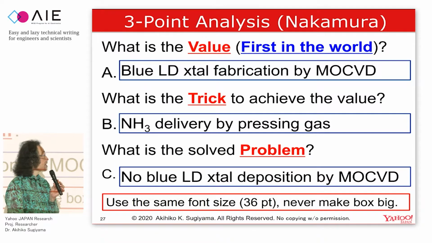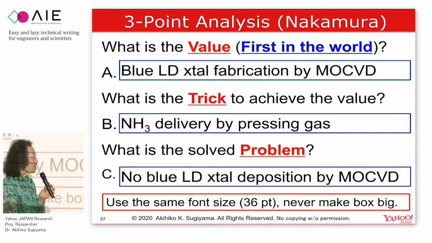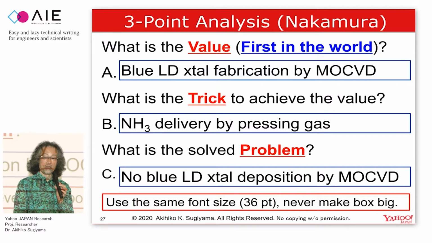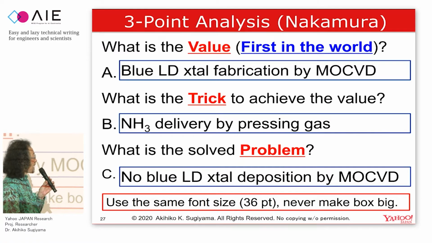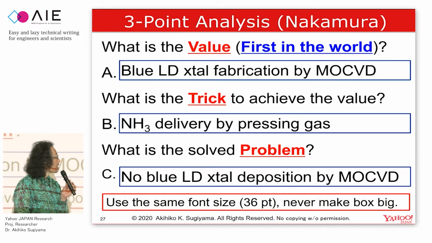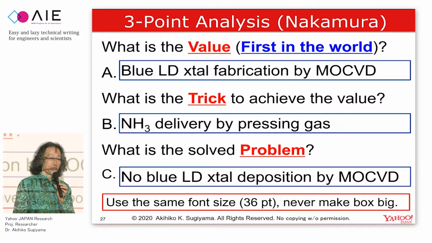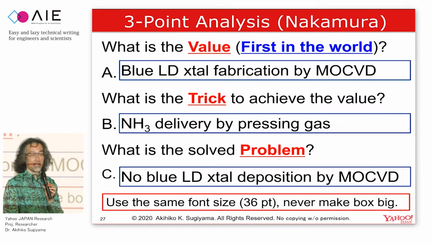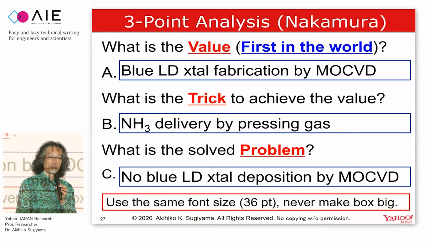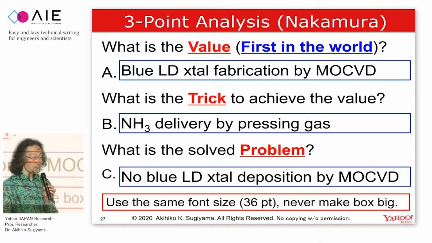Okay, let's apply the three-point analysis. The problem is the value is the same. The same thing is achieved. Maybe the quality of the crystal is better compared to the one obtained by Professor Amano. And what is the trick? It's very simple and straightforward. Pressing gas. It's a very good solution because it's simply opposite to the cause identified. The gas goes up. That's why you need to press it down. Up and down, it makes a good pair.